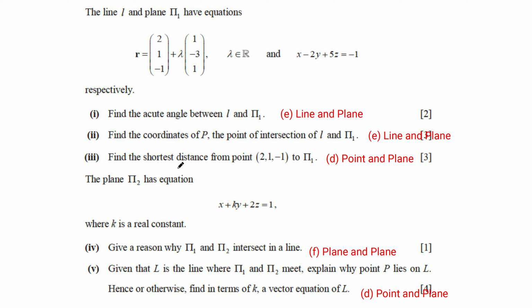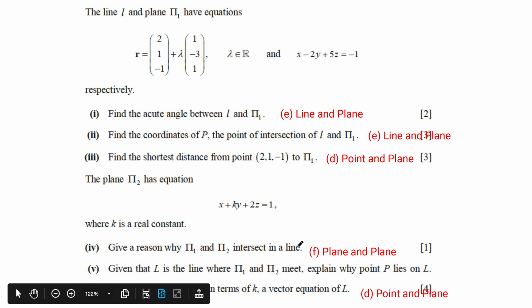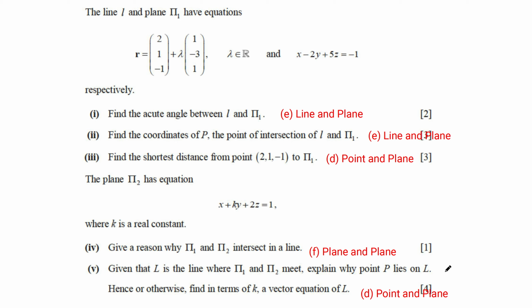Then this is shortest distance from a point to a plane, which we covered earlier, right? Point and plane. Give a reason why two planes intersect in a line. So this is plane and plane, what we just talked about. And this is explain why point P lies on a line L where two planes meet. So this can be classified as point and line or point and plane. So we do realize that this kind of application question falls into one of these 6 categories. So knowing the special techniques to ace each of these 6 categories will be sufficient to do well and ace this topic in the H2 examination.